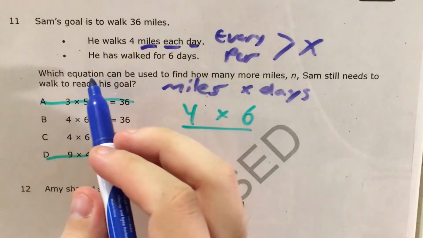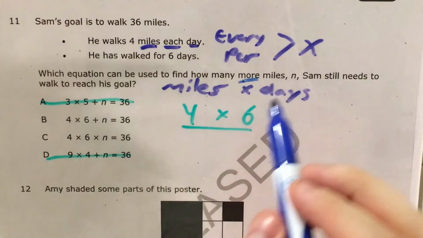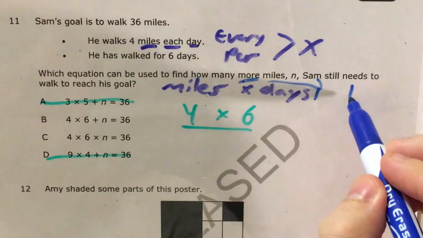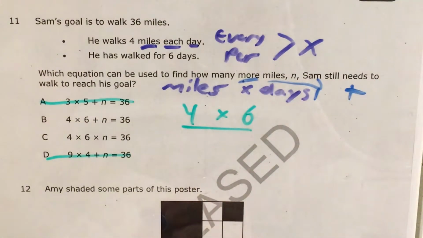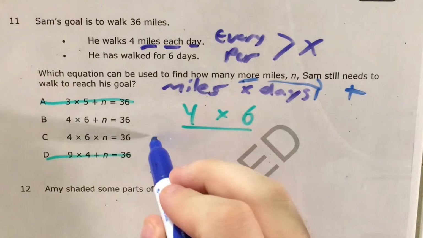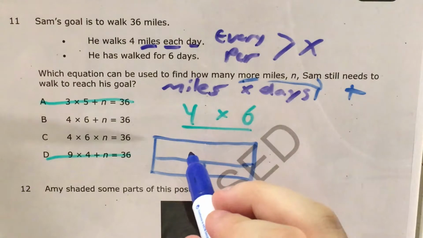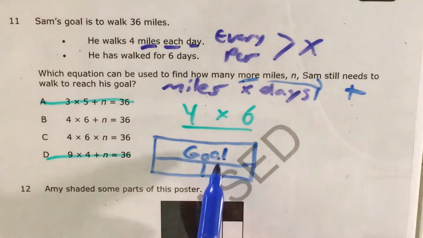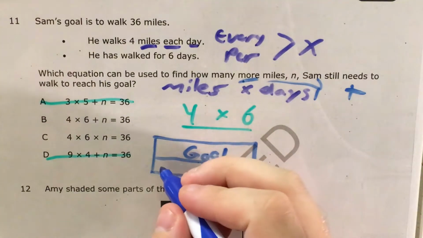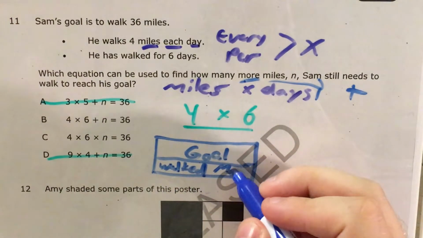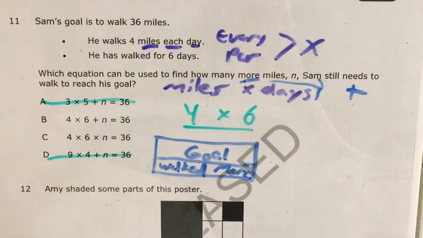And now, I'm looking for which equation can be used to find how many more miles N Sam still needs to walk to reach his goal. When I see more is a keyword that tells me that I'm adding something. And specifically, I'll have to go ahead and set up one of these parts and whole diagrams again, because Sam has a goal, and he has walked a certain number of miles, but he does need to walk some more miles. So we would say that how far he's already walked plus how many more miles he has to walk is going to equal his goal.